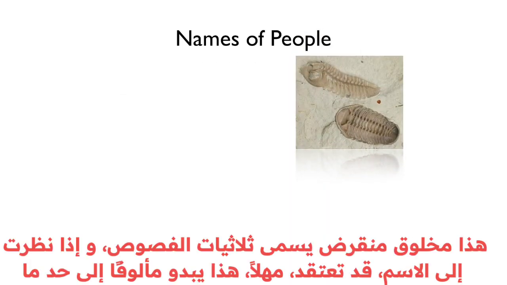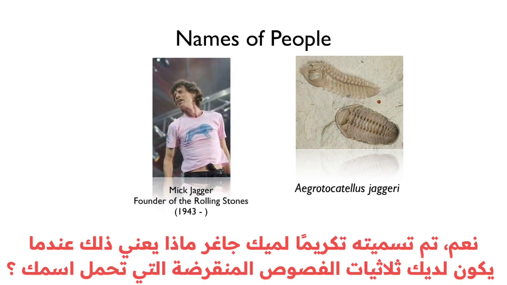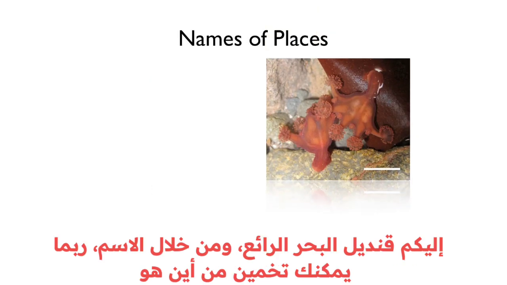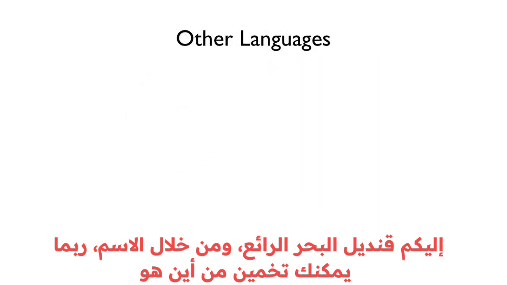This is an extinct creature called a trilobite, and if you look at the name, you might think, hey, that looks kind of familiar. Yes, it was named in honor of Mick Jagger. What does that mean when you've got an extinct trilobite named after you? Yeah. Okay, here's a cool stock jellyfish, and from the name, you can probably guess where it's from.